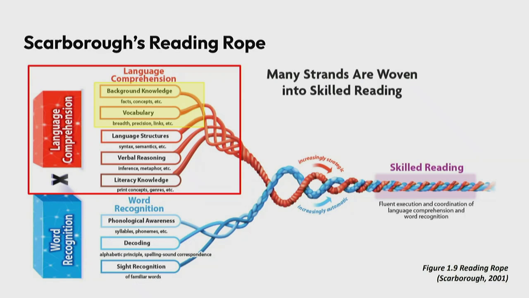In addition, you have your language structures, that syntax, semantics, grammar, like that very first sentence we looked at in that paragraph, verbal reasoning, the ability to infer. No writer writes for anybody and tells you every single thing that they want you to think about as you're reading. You have to infer. They use metaphor, they use similes. Those are really important to be able to comprehend, even if you can read the words on the page. And then literacy knowledge, that's print concepts, that's knowing different genres, that's knowing different text structures. Those are some of the skills of reading. All of these strands work together alongside word recognition to develop skilled readers.